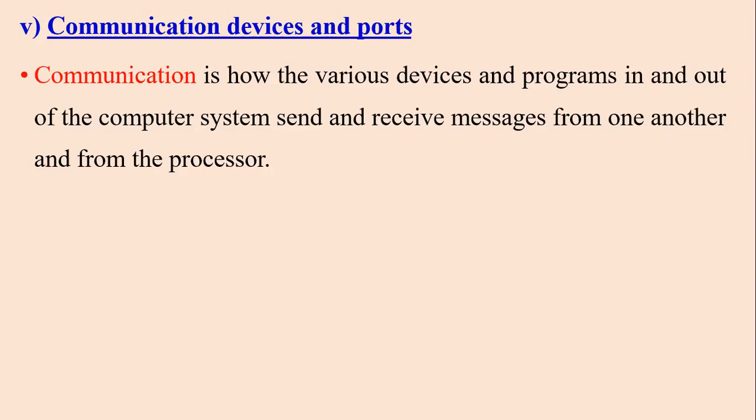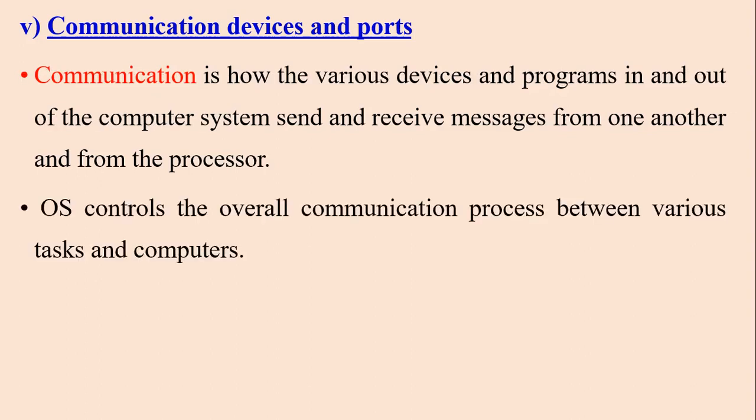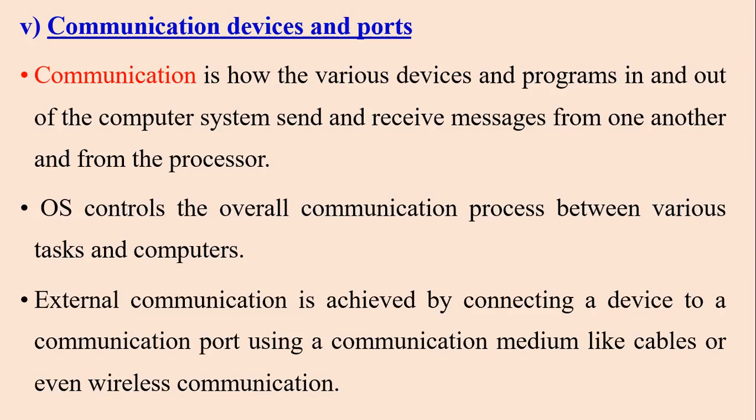The fifth resource is the communication devices and the ports. Communication is how the various devices and programs in and out of the computer system send and receive messages from one another and from the processor. The operating system controls the overall communication process between various tasks and computers. External communication is achieved by connecting a device to a communication port using a communication medium like cables or even wireless communication.